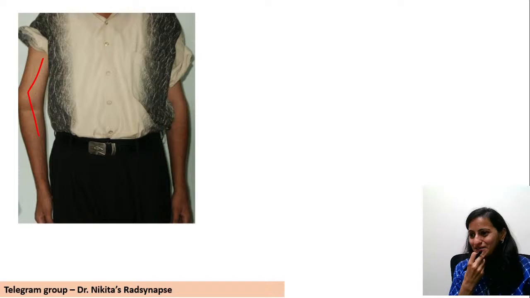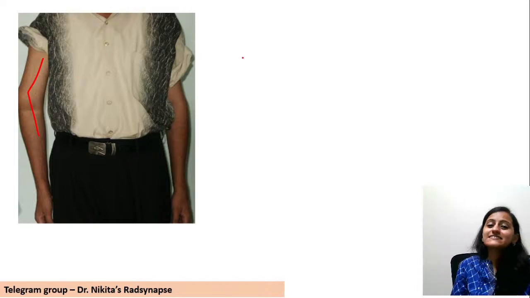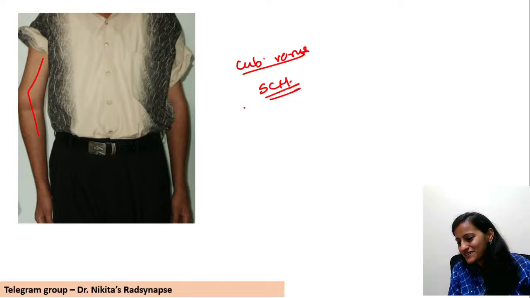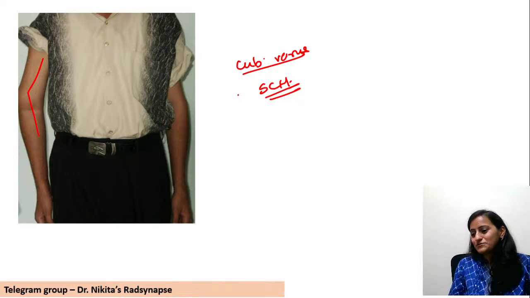Yes. What are we seeing here? That is your gunstock deformity. That is a gunstock deformity. That is cubitus varus, which is seen with supracondylar humerus fracture.